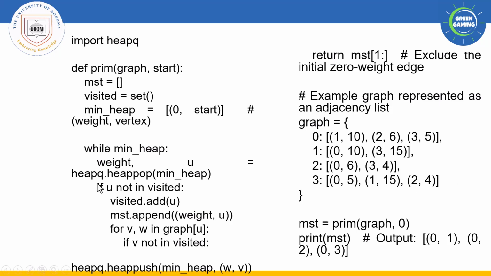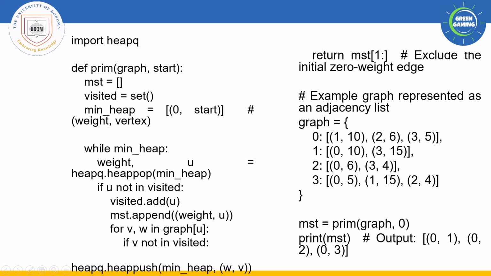Then we are checking if the vertex is visited. So we are saying that if u not in visited, it means that if our vertex here is not visited, then we add the vertex to our MST. So if u hasn't been visited, add it to the visited set. Then append the edge, which takes a weight and u, to the MST.